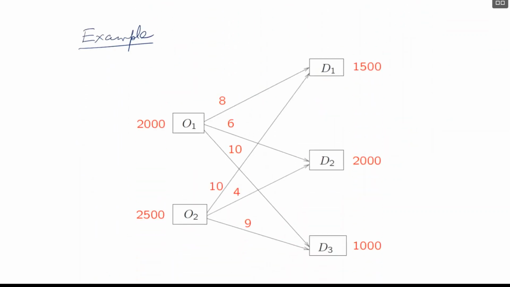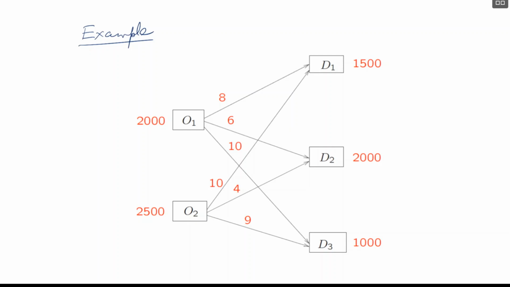Let us consider an example. Suppose there are two origins, two factories, O1 and O2, from which the items are to be transported to three retail outlets, say D1, D2 and D3, and the supplies available at the origins O1 and O2 are respectively 2000 units and 2500 units, and the demands at the destinations D1, D2, D3 are respectively 1500 units, 2000 units and 1000 units, and the respective costs are shown through some arrows.